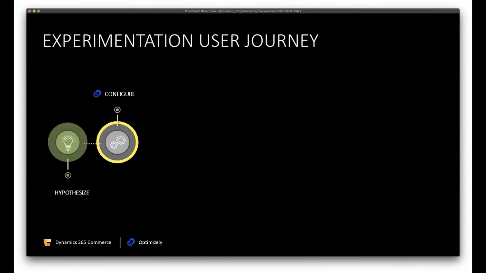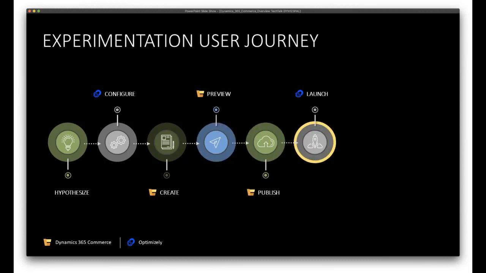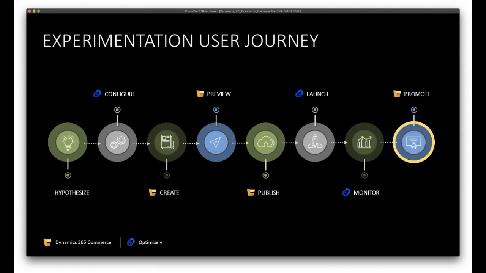We'll then configure and define an experiment in Optimizely. After that, we'll create our control and our variants in Site Builder and preview them. When we're happy, we can publish them and then launch the experiment in Optimizely. As customers view and interact with the page, we can monitor and review the performance of the different variants. When there's a clear winner, we can promote it and make it the primary variant for that page.